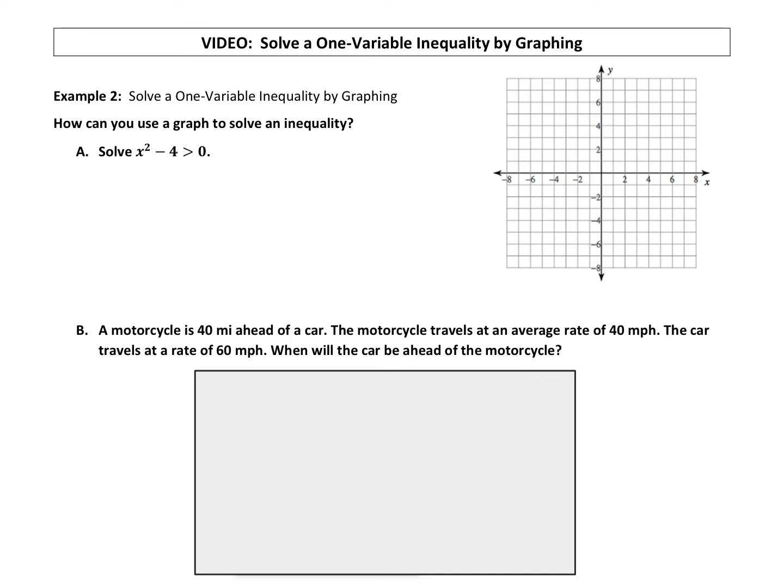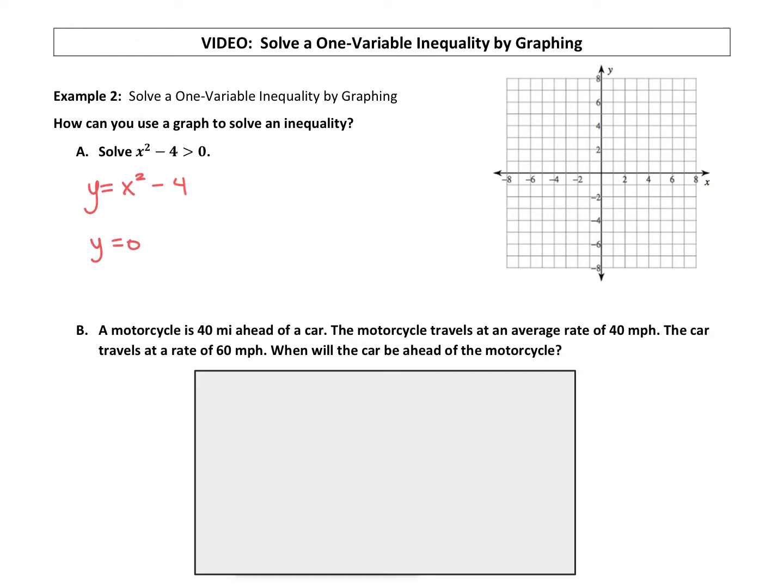All right, we're going to solve a one variable inequality by graphing. So part A, well, how can you use a graph to solve an inequality? Part A, we have x squared minus 4 is greater than 0. So we are going to go ahead and graph y equals x squared minus 4. And we can graph y equals 0, and we'll talk about how to answer this question.